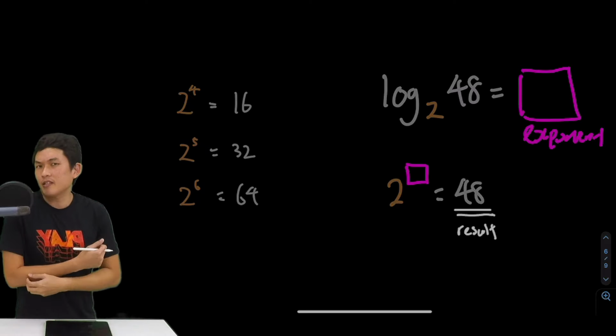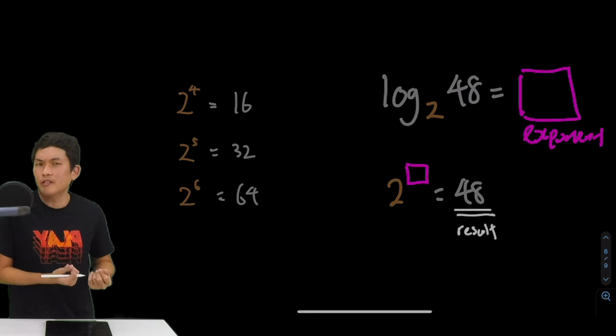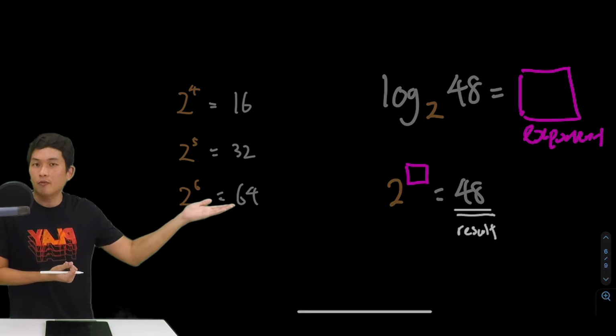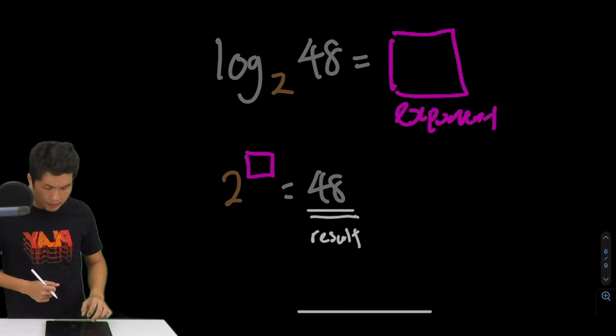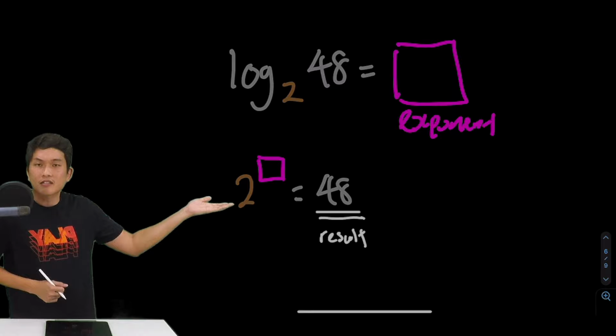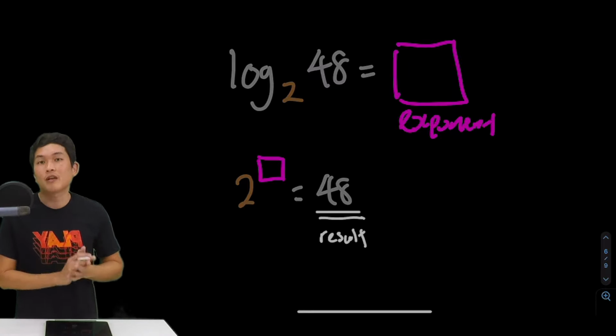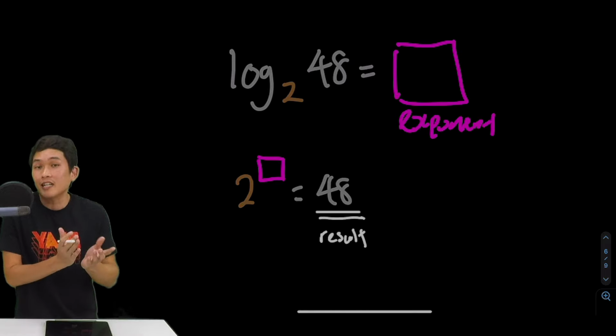So that might trigger some of you to think, hey, wait, we are changing the left-hand side, 4, 5, and 6. What if I want to change the right-hand side? What if I don't want 16, 32, or 64? What if I had a very specific result in mind, like 48? Can you tell me 2 to what power is 48? And that, my friends, is what logarithms is designed to answer.